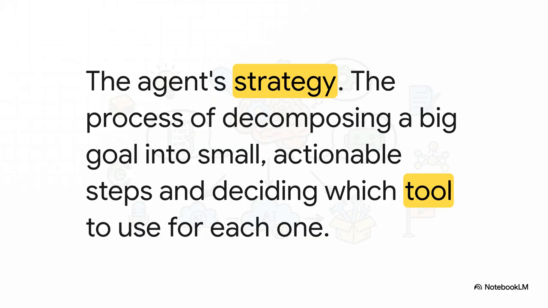And finally, we have the planning loop. This right here is the agent's secret sauce. This is its strategy. It's how it takes a big fuzzy goal, like say, find the top 3 competitors for our new product, and breaks it down into small, concrete steps. Like step 1, search for companies in this market. Step 2, analyze their websites. Step 3, summarize their key features. And then it just executes that plan, one step at a time.